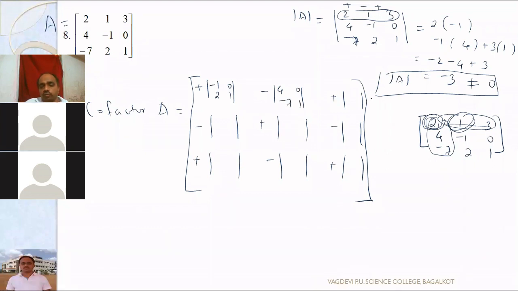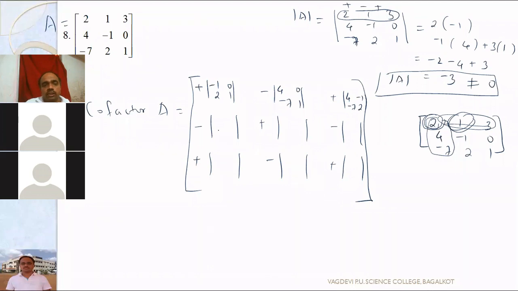Next number, cofactor of 3. Again, delete that first row and third column. So I get 4, minus 1, minus 7, 2, like this.